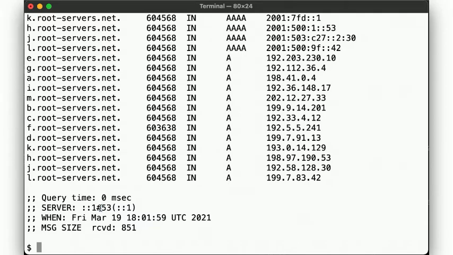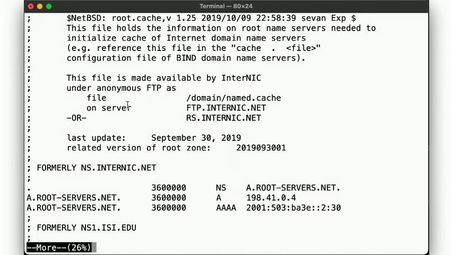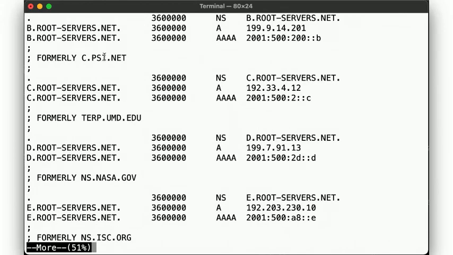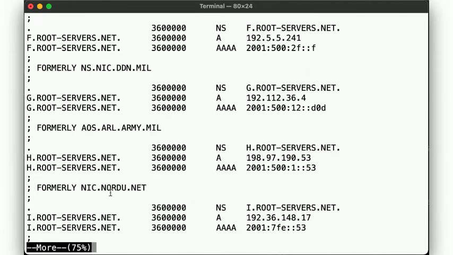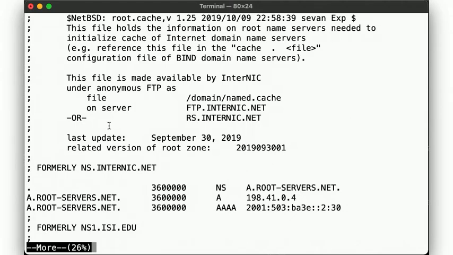And here, under /etc/namedb/root.cache is where we find that information on this particular system. This file is part of the namedb software distribution, i.e. BIND. But as it says here, it's also available from the internet via FTP from the InterNIC servers. In other words, when you set up a new resolver, you need to somehow get this information. Now, this information may be outdated, so once you start your server, it will immediately look up the nameserver information for the root again itself, and then cache that, possibly overriding information from this file. But here we have the NS, A, and AAAA records for all the 13 root nameservers.